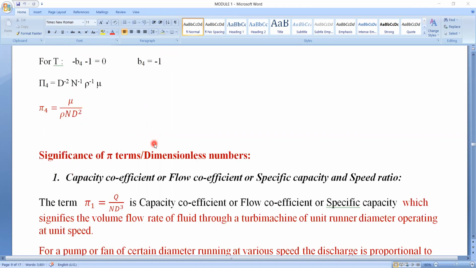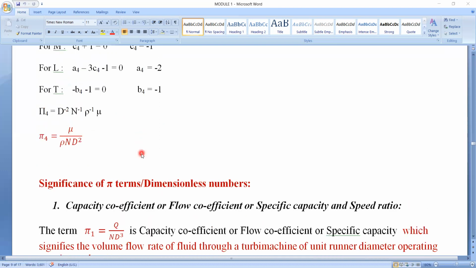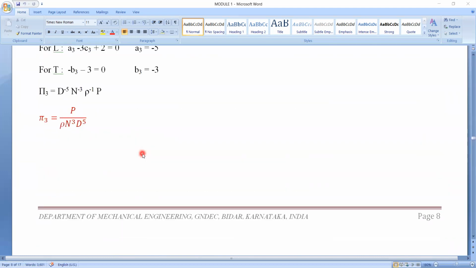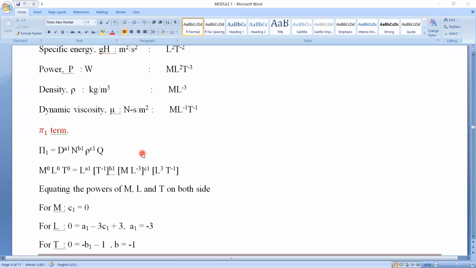Substitute in that equation, you will get pi 4 equals d to the power minus 2, n to the power minus 1 and rho to the power minus 1 into mu as it is. So you will get the pi 4 term as mu divided by rho n d squared. This is the fourth pi term. Okay, I hope this is clear. So this is how we have to find out the 4 pi terms by using the Buckingham pi theorem.